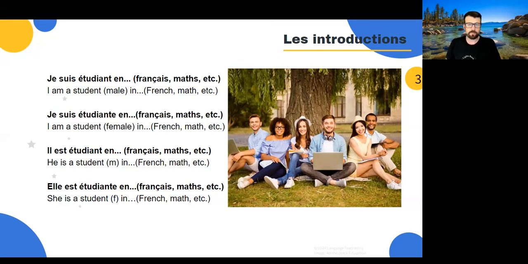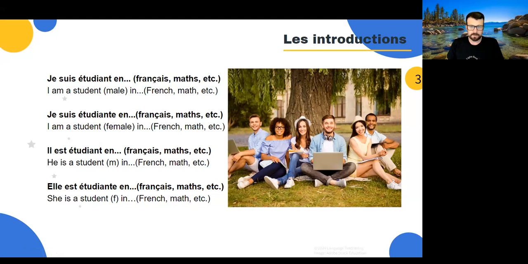Okay, similarly, if we're introducing someone who's a third person singular, like il or elle, right? Remembering that French L sound, that's not ol. Il est étudiant en français, maths, etc. Okay, we notice that we have the sound en here. It's not on, it's not ont, right? But en. It's a nasal sound. Mouth is open, but some of the sound is escaping through the nose.